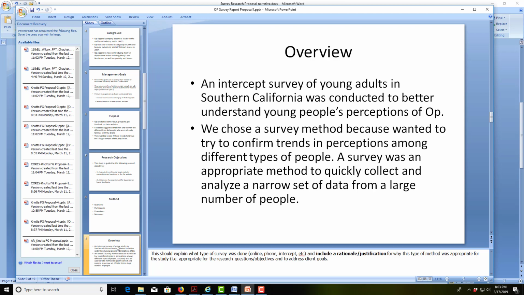First in your method, you should offer some justification for the appropriateness of the method you selected for your study. So on this slide, you'll see a brief explanation of the type of study that is conducted, in this case an intercept survey, as well as a justification for why a survey was appropriate for their particular purpose. You will want to consult your lessons on the uses and strengths of survey research for help in how to craft this justification.